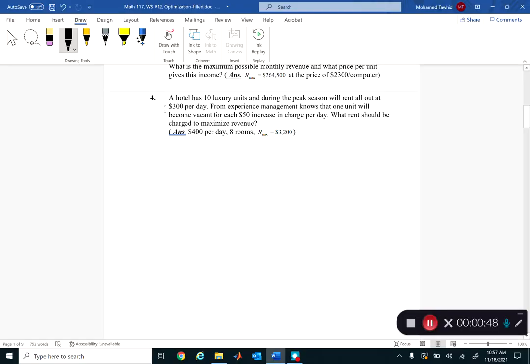Here again, when you read the problem, you start by looking for the question mark. Oh, here is a question mark. They tell you what rent should be charged to maximize revenue. So here I need to get the maximum. Our goal is to get the maximum revenue. That is our objective function, which is to maximize the revenue.